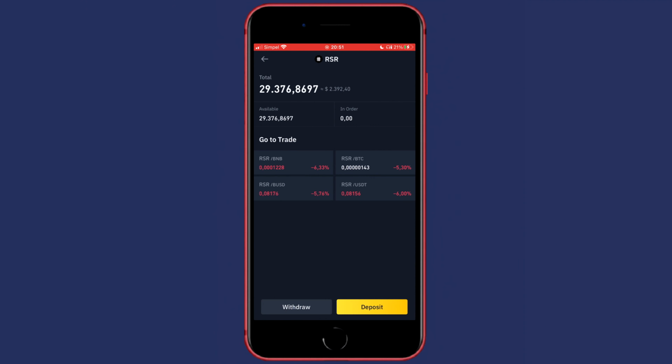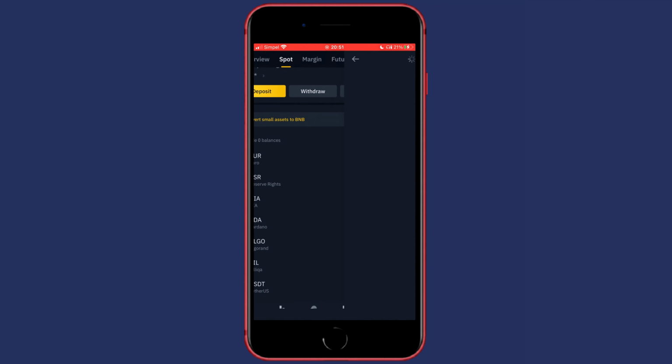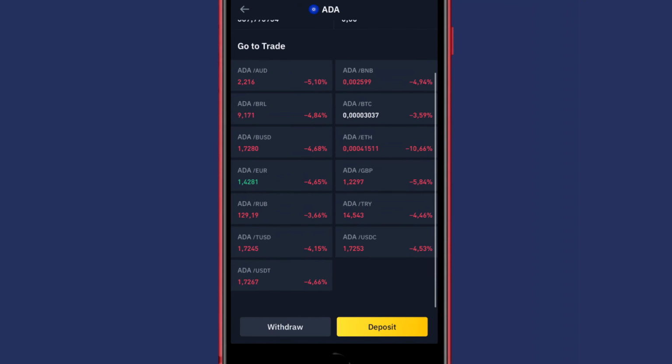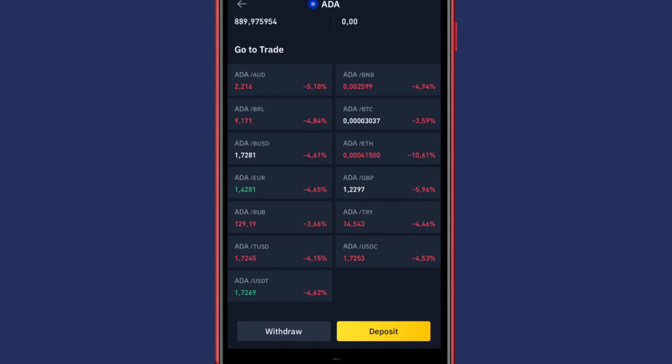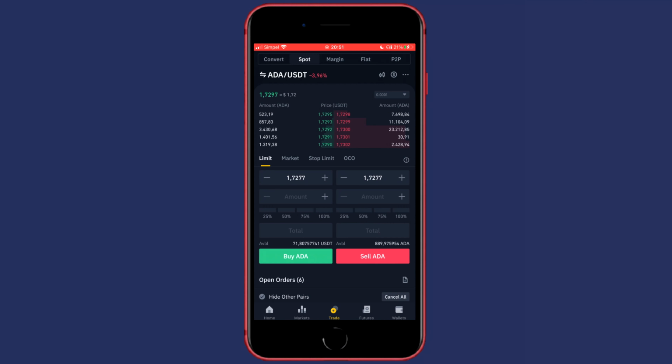A good example of a coin that trades in a lot of different pairs is Cardano. So let's go back to my wallet and go to Cardano. As you can see, Cardano trades in 13 pairs. So once you have found a pair you want to trade your coin in, click on it. So let's say I want to sell a part of my ADA holdings and get USDT in return for my Cardano. I will click on the ADA/USDT pair.